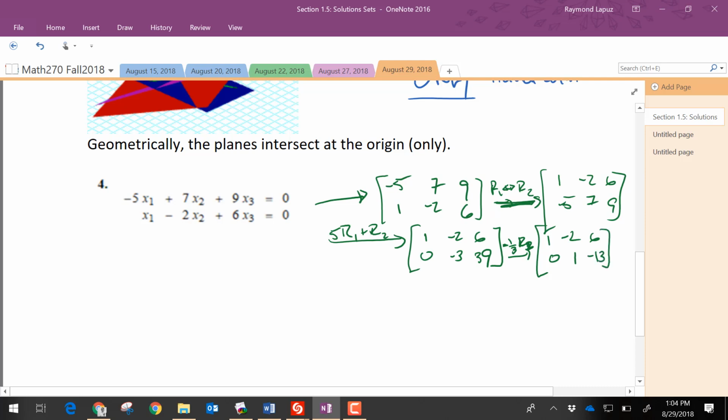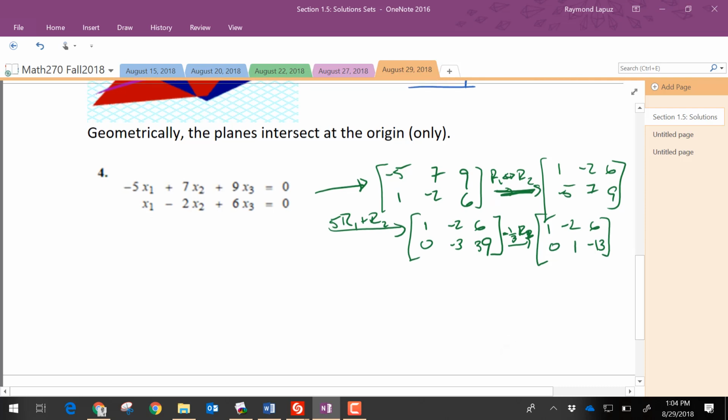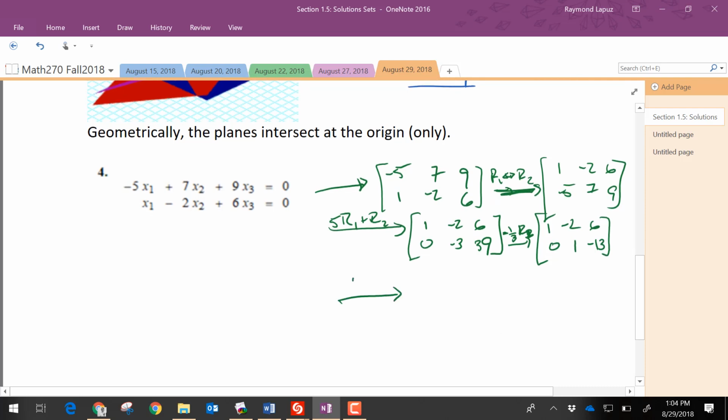And then if we want, we can back solve and let's go ahead and do that. Let's multiply the second row by +2 and add it to the first row. So 1, 0, -26 plus 6 is -20. Okay, so we have our free variable. So we have a free variable here, and then we can find solutions for this.